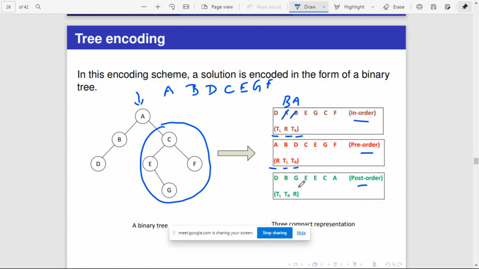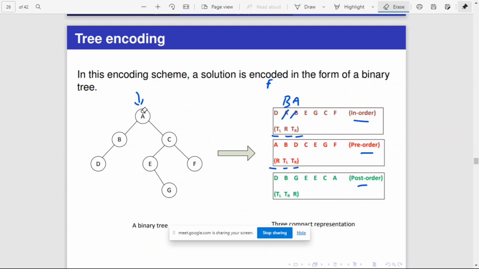Okay. And then post order. So in case of post order, what we do, it is left, right and root. First we visit the left subtree, then the right subtree, and then the root. At last we visit the root node. Okay, so that is called post order traversal.